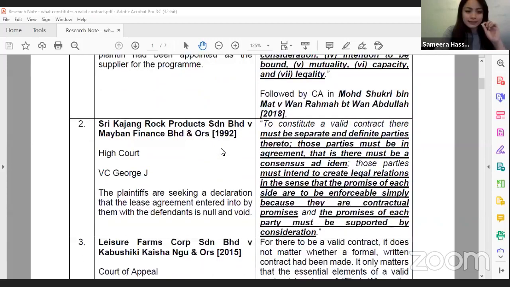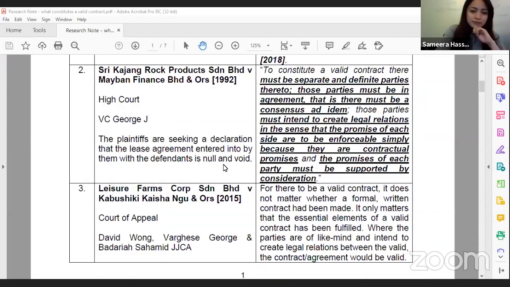Okay, next case, Sri Kajang Rock Products Sdn Bhd and Maybank Finance Berhad and others. Sorry for the typo there. What it says is that to constitute a valid contract, there must be separate and definite parties too. Those parties must be in agreement, there must be a consensus ad idem. Those parties must intend to create legal relations in the sense that the promise of each side are to be enforceable simply because they are contractual promises, and the promises of each party must be supported by consideration. Consensus ad idem is basically the Latin term to say that there's an intention for both of them to actually be part of it, because there's consent from both parties.